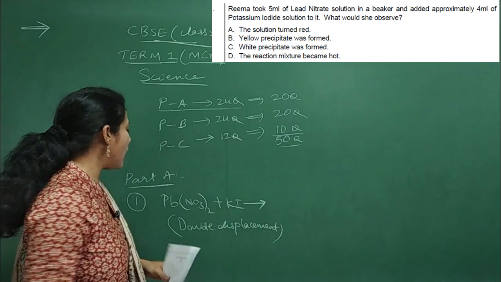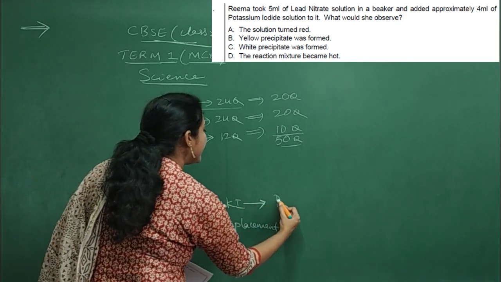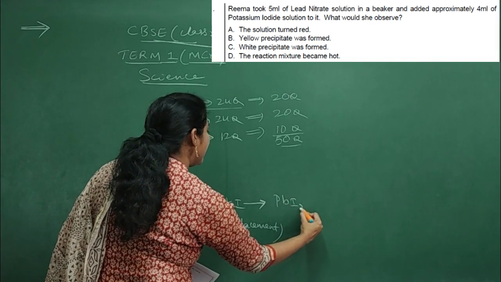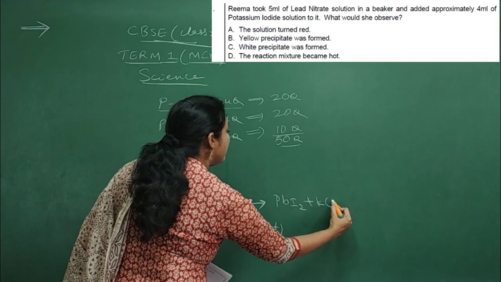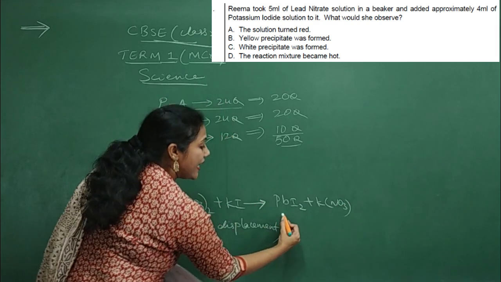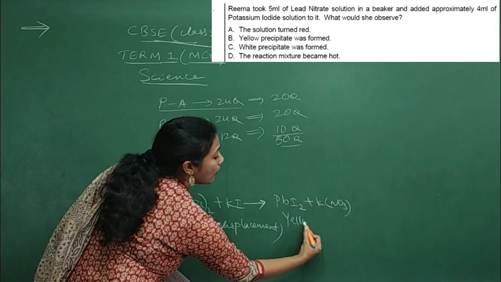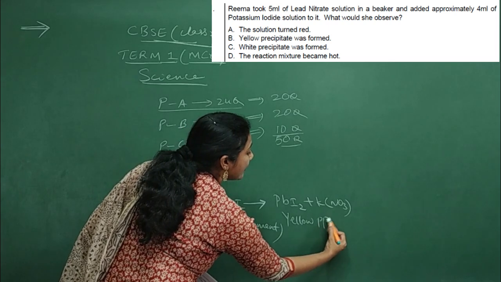Can you tell me what products you get here? You will get lead iodide, right, plus potassium nitrate. And this lead iodide is formed as a yellow PPT, right?